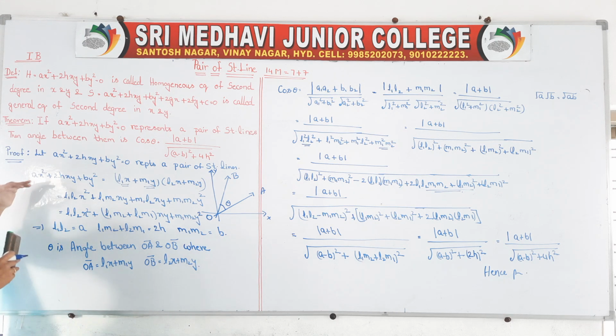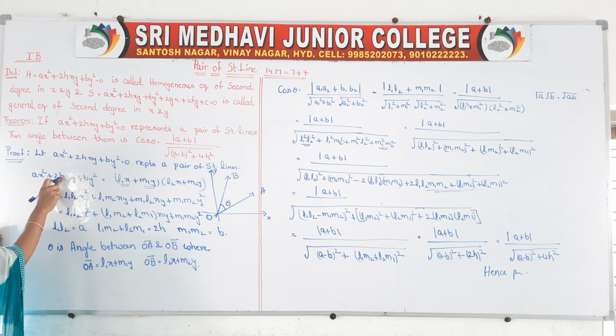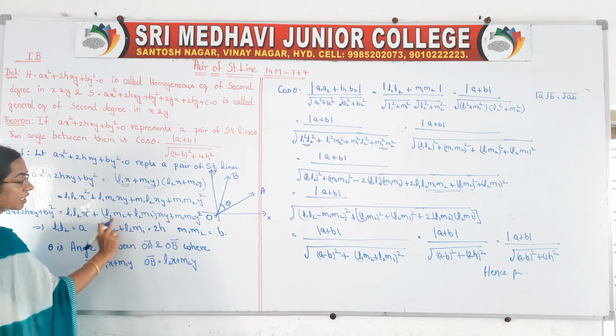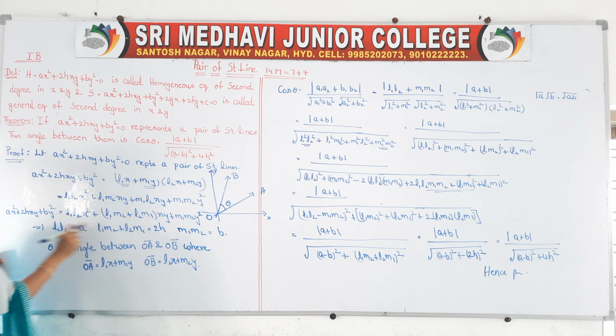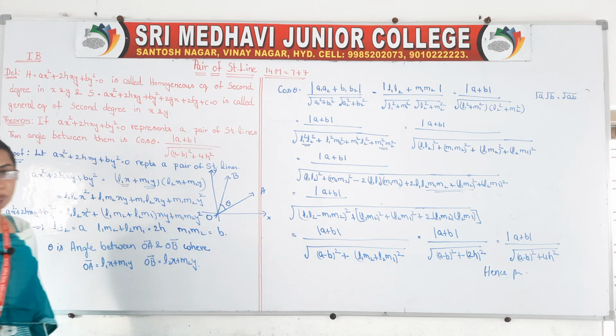So come on, now comparing the coefficients of like terms on both sides. Okay, let me write this equation here. This is equal to this, which is ax square plus 2hxy plus by square. Comparing the coefficients of like terms on both sides, the x square coefficient is L1 L2 and the x square coefficient is a, right? The xy coefficient is L1 M2 plus L2 M1, and here the xy coefficient is 2h. The y square coefficient is b and the y square coefficient is M1 M2.